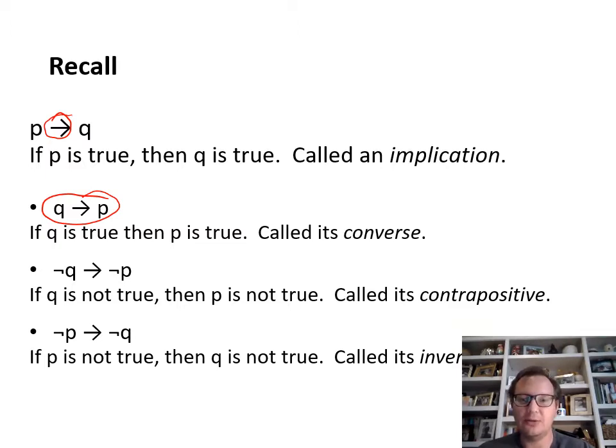Then we have a contrapositive, which is not Q implies not P. We read it as if Q is not true, then P is not true. We will use this concept of contrapositive to do proofs that leverage it later on in this class. And finally, we have an inverse, which says if P is not true, then Q is not true. So try to memorize this because we will use them in our proofs.